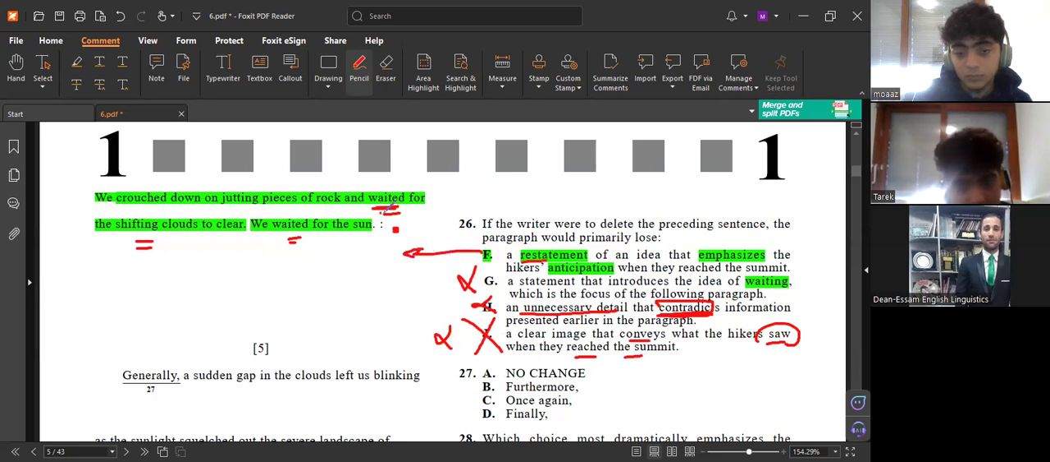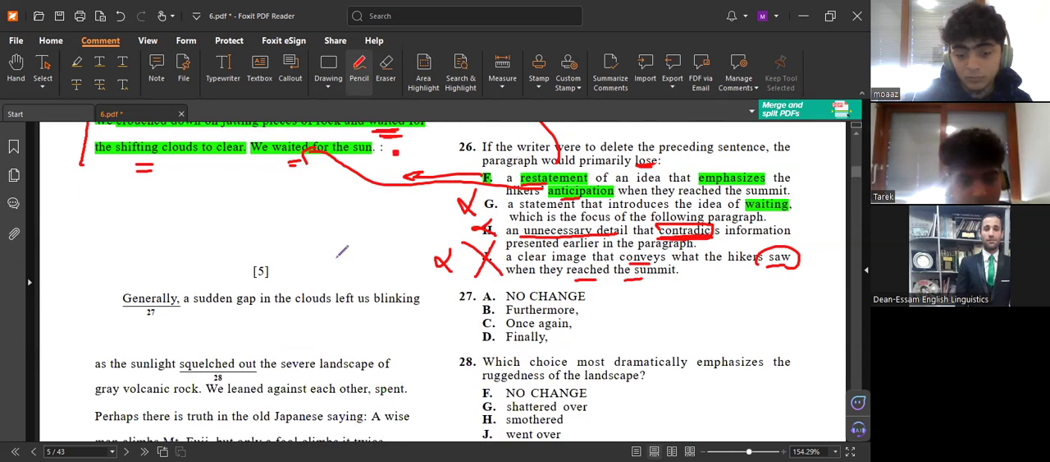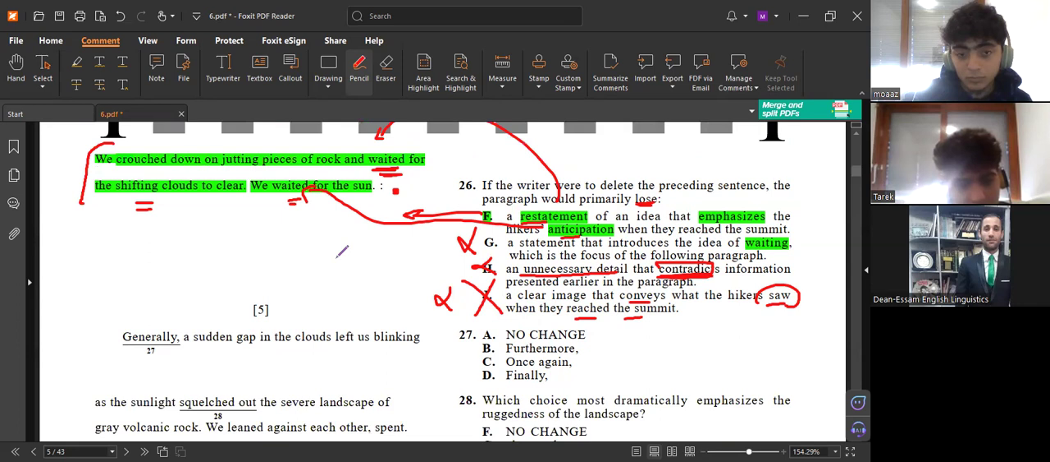But here it is correct. Restatement means repetition, so check the repetition. Anticipation already means you are waiting, so you are waiting indeed. So letter F is correct. That's right. So always follow the instruction. Remember, it means tell me what is included in the sentence or in the paragraph. That's right.